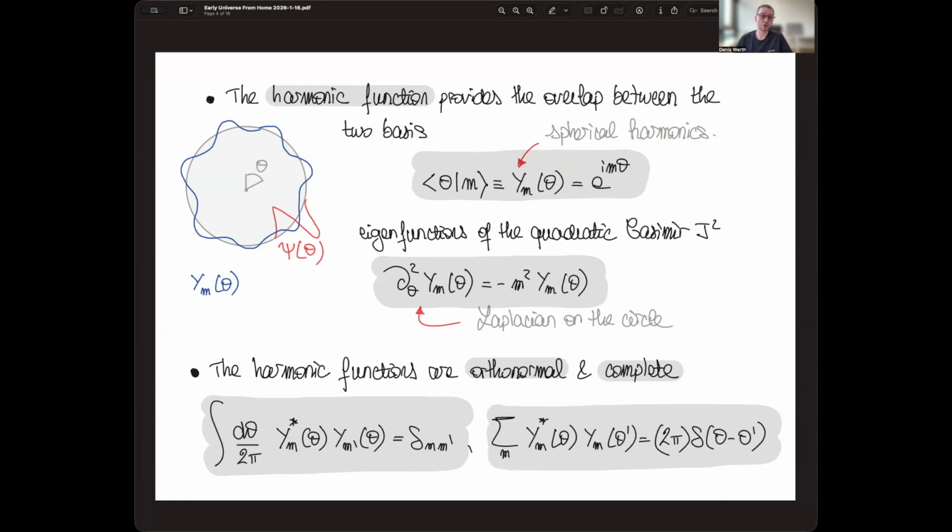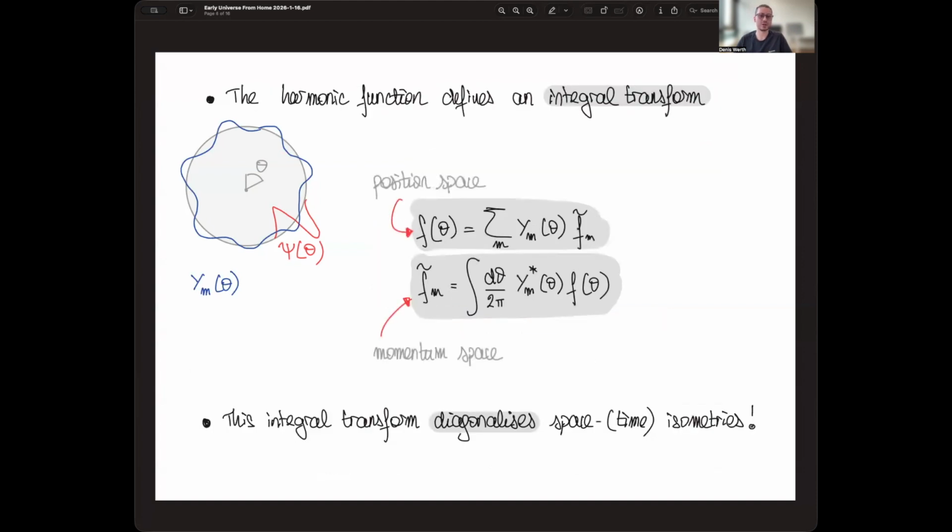And so unlike localized wave functions, these harmonic functions are delocalized around the circle, represented here in blue. They satisfy orthonormality and completeness relations, which follow from the Laplacian differential operator on the circle being self-adjoint. And so finally, these harmonic functions define an integral transform in the following way. This allows us to go from position space to momentum space and back.